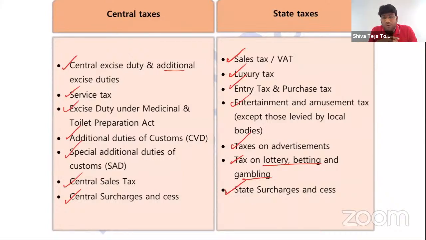Before, when we used to go to movies, entertainment tax was levied. When we used to go to star hotels, luxury tax was levied. In case of betting and gambling, there was a separate tax levied by state governments.